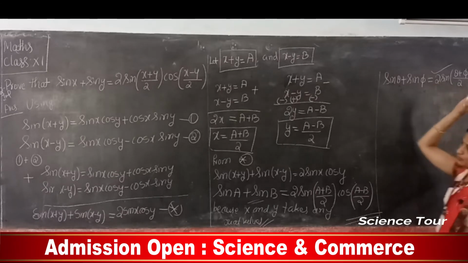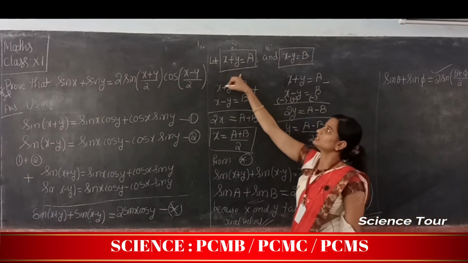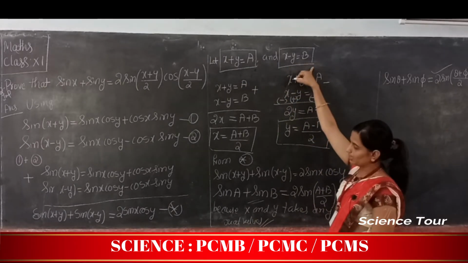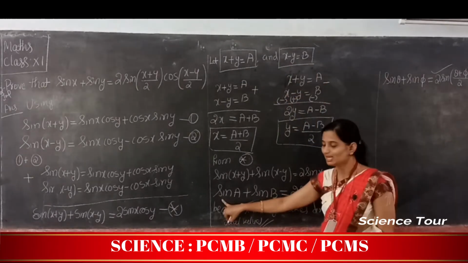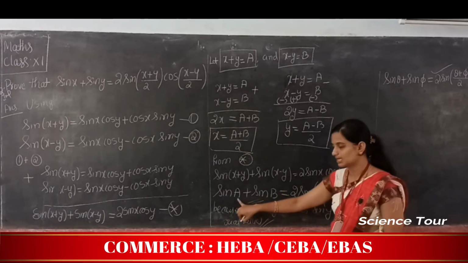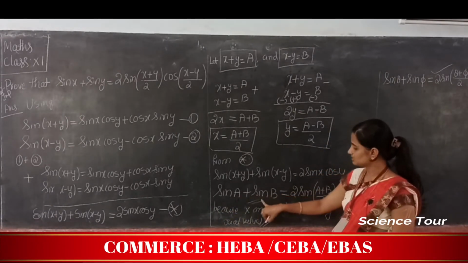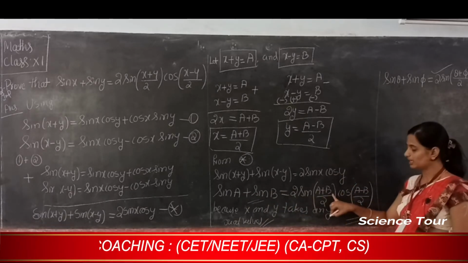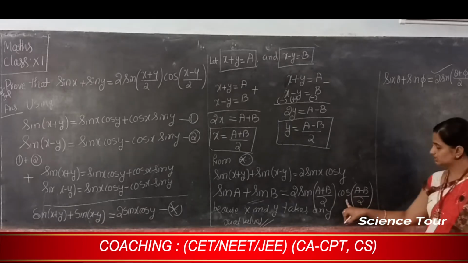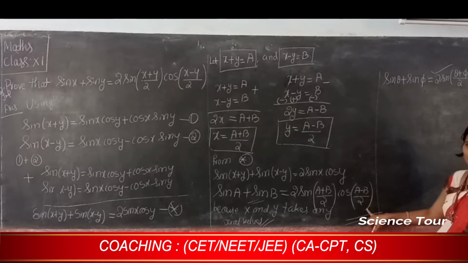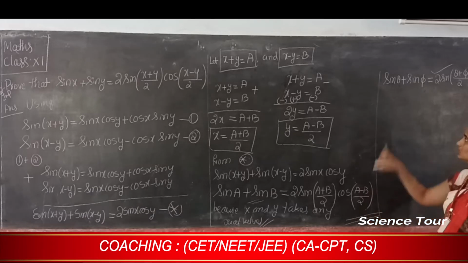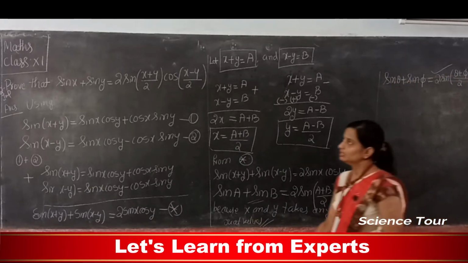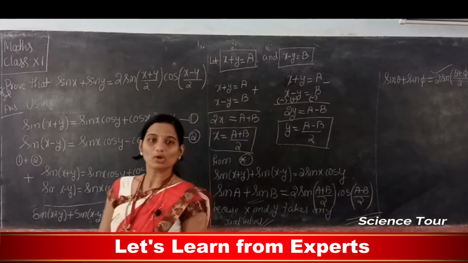Understood, no? So if you replace x plus y as theta and x minus y as phi, what answer will you get? Sin theta plus sin phi is equal to 2 sin theta plus phi divided by 2 cos theta minus phi divided by 2. Clear this? So this proof is important. This is not necessary, I just showed how it is. Clear? Important for 2 marks.